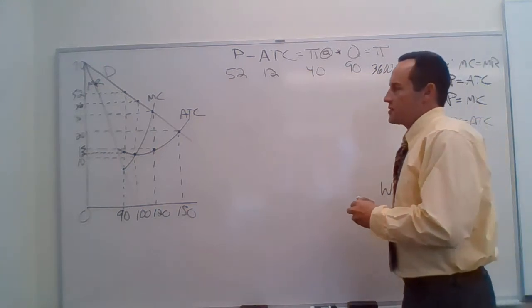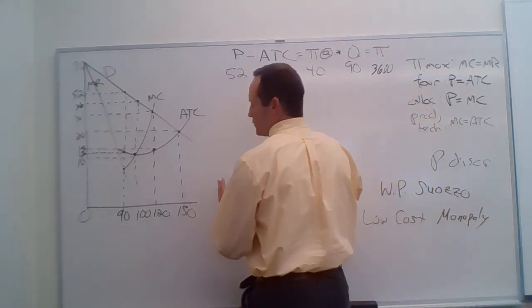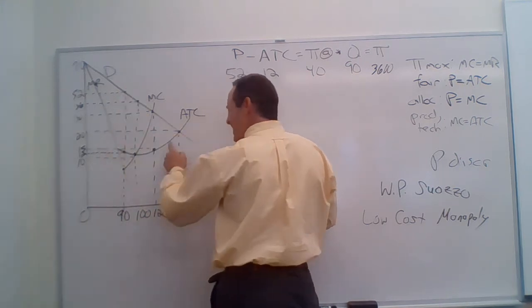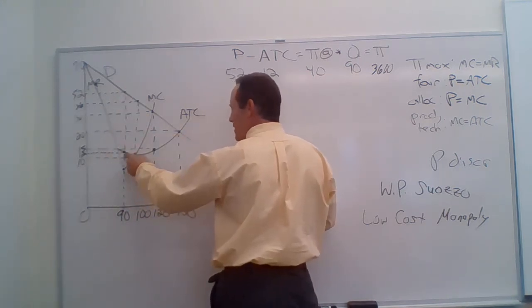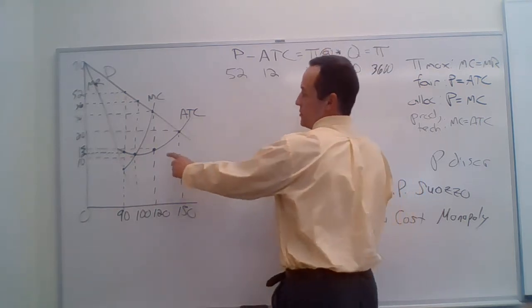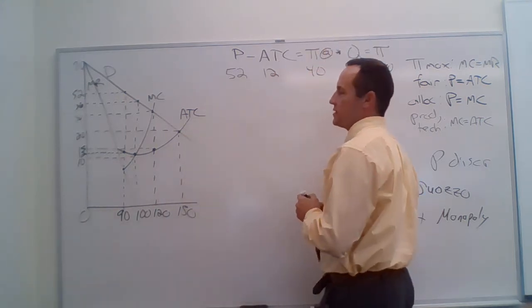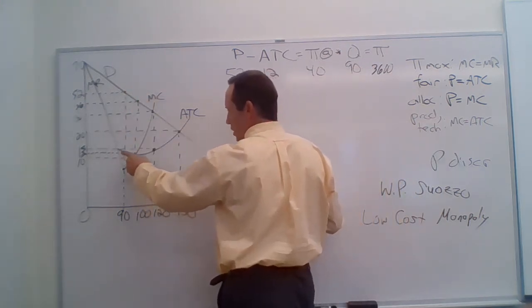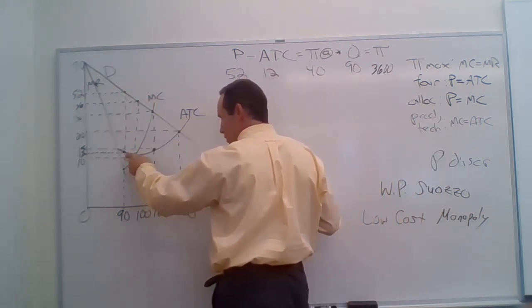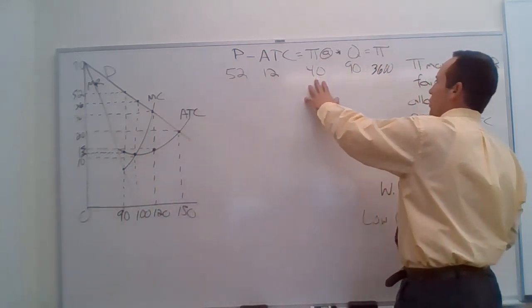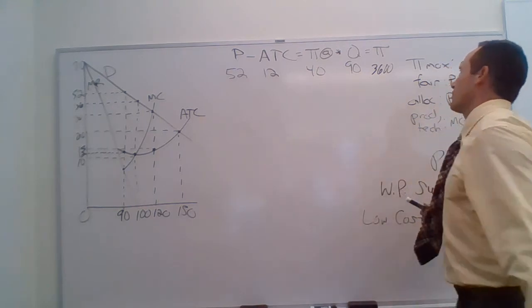So this company rations the product, drives up price, and in this case it also drives up ATC, but not as high as in some others on the ATC graph. So it charges $52 a piece. It costs this company $12 a unit. It pockets the difference, which is $40, times 90, a profit of $3,600.